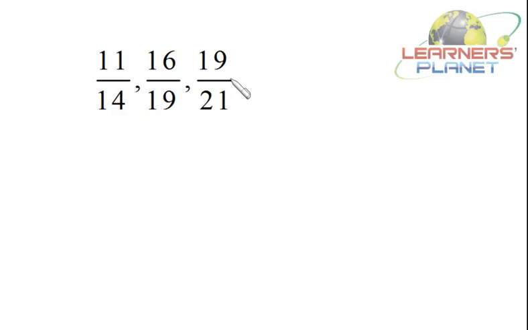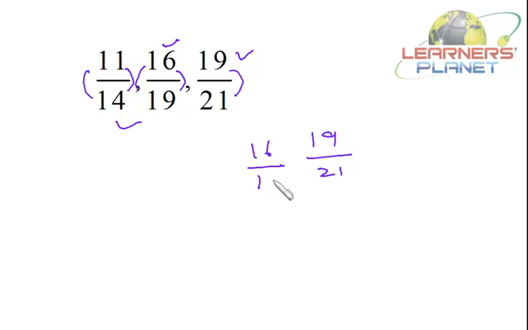It's 19 by 21 over here. The difference is 2. In this case the difference is 3. In this case the difference is 3. And the numerator of this fraction is the highest. And the difference is also smaller than the other two. So definitely 19 by 21 will be the greatest. Now between these two, here the difference is 3, here the difference is 3. So the numerator of this fraction is higher. That's why 16 by 19 will be greater than 11 by 14. It's quite simple friends.